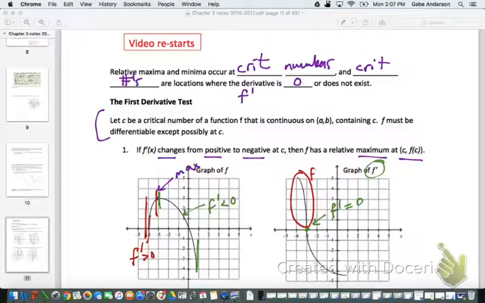And let me clean that up just a little bit here. F prime is positive. And then over here to the right, you can see that f prime is now dropped below the x-axis, and so f prime is now negative. So again, whether you're looking at a graph of f or a graph of f prime, we're still looking for where is f prime going from positive to negative. If we can find that place, we have a relative maximum. So take a minute and kind of think that one over. The next two cases should kind of follow logically from that case.